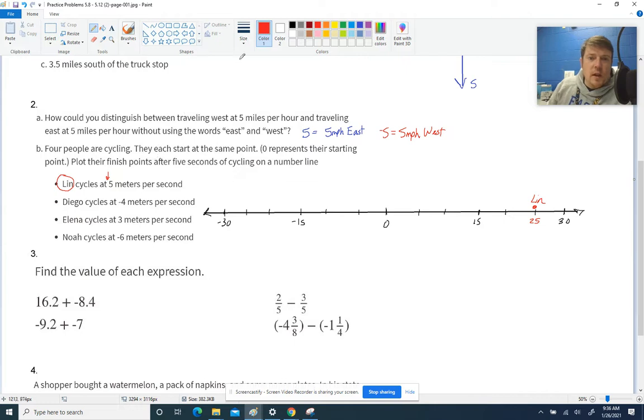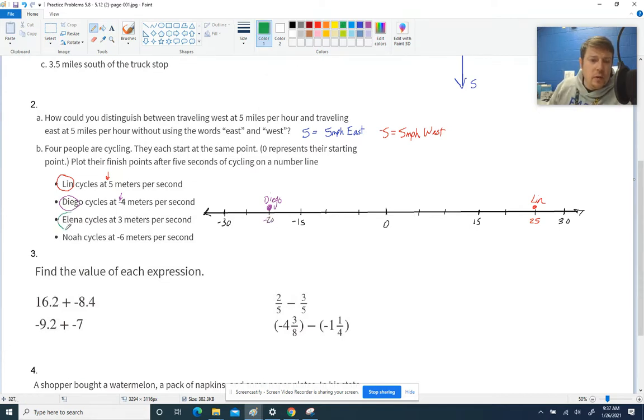And then Diego is going to the left. We can see that because of the negative. Skip counting by 4 for 5 seconds. Now, if we did that, we could go back 4, 5 times, which is negative 20. So 5, 10, 15, 20. This is where Diego is landing. Diego at negative 20. And let's do a couple more people.